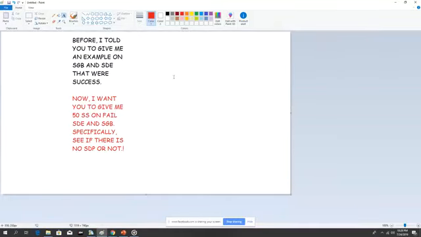And for tonight, now I want you to give me 50 screenshots on FEL, SDE, and SGB. Specifically, if there is any SDP or not. So you have to look for the FEL, SDE, and SGB, specifically where the higher high or the head is not coming from the SDP.